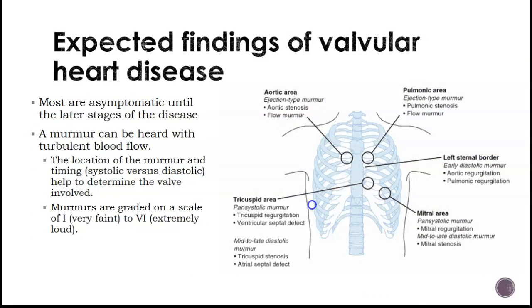So some expected findings of valvular heart disease. You may hear a murmur. You don't need to know exactly the different types of grades of murmurs or where you're actually listening to, but just know that a murmur can be associated with a valvular disease. Also, most patients are typically asymptomatic until the later stages of the disease process itself.